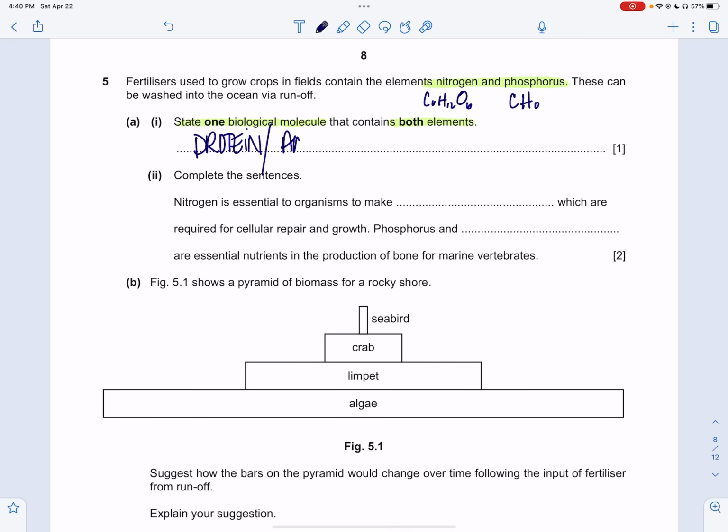You could also say amino acid, which is its monomer. Amino acids make proteins, but you could also say nucleic acids. DNA, RNA. ATP, adenosine triphosphate. Adenosine has an amino group, it has nitrogen in it.